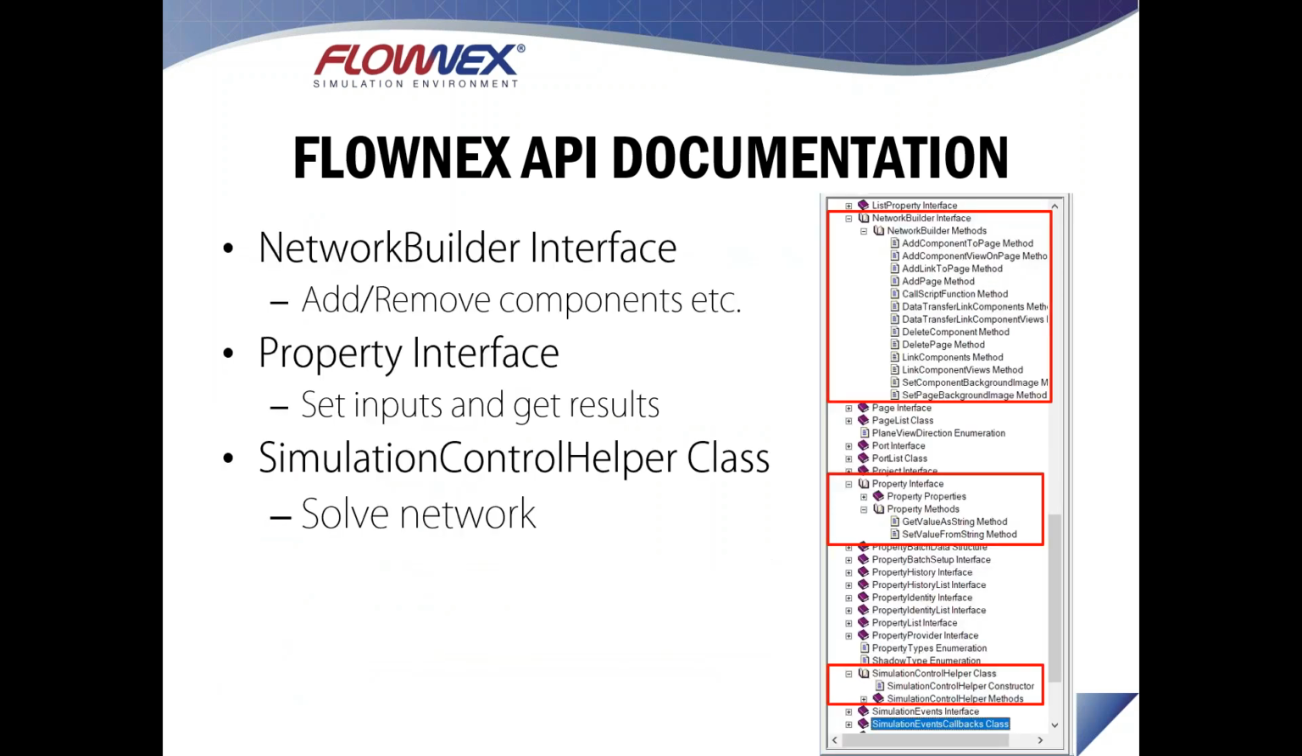So to help you look in the right places, these are the three sections that I would consider most important. There's the network builder interface. This is the area where you can add and remove components, maybe even add drawing pages or delete drawing pages. The next one is the property interface. This is where you're going to be able to set inputs and get results from components. And then lastly, the simulation control helper class. That's going to give us the ability to solve our network in both steady state or transient.